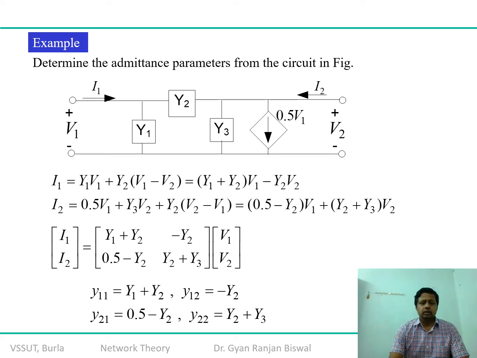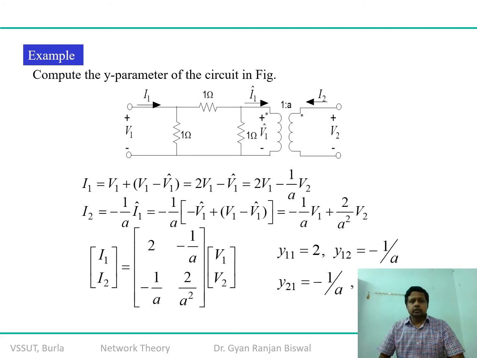So therefore y11 will be equal to y1 plus y2, y12 is equal to minus y2, y21 is equal to 0.5 minus y2, and y22 is equal to y2 plus y3. So I hope that you are able to solve this particular problem.